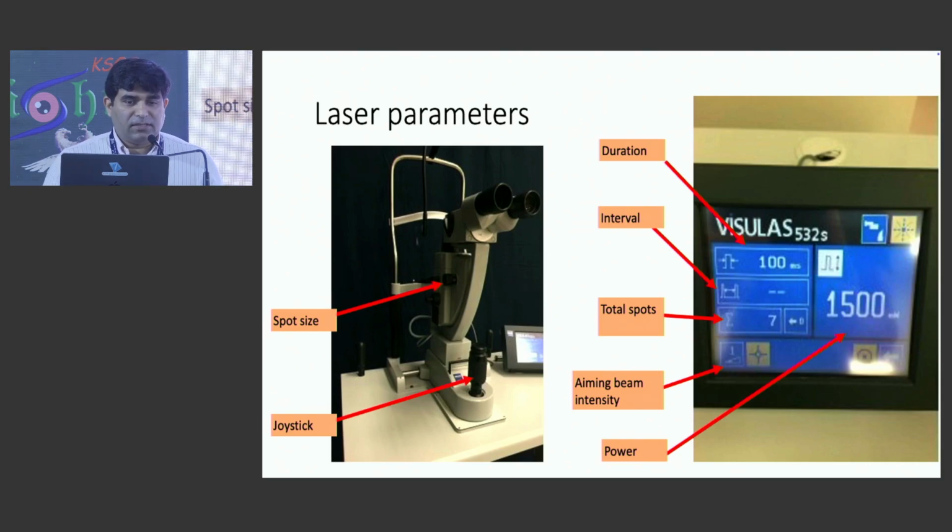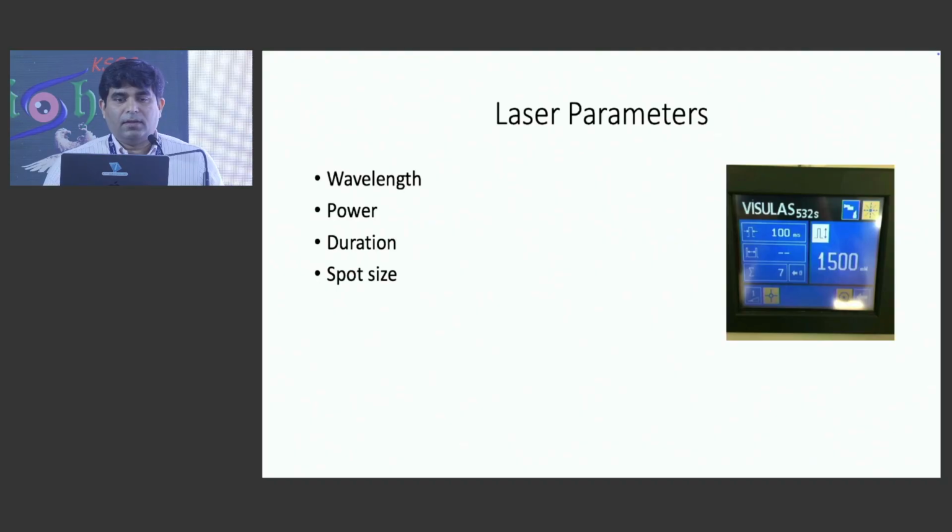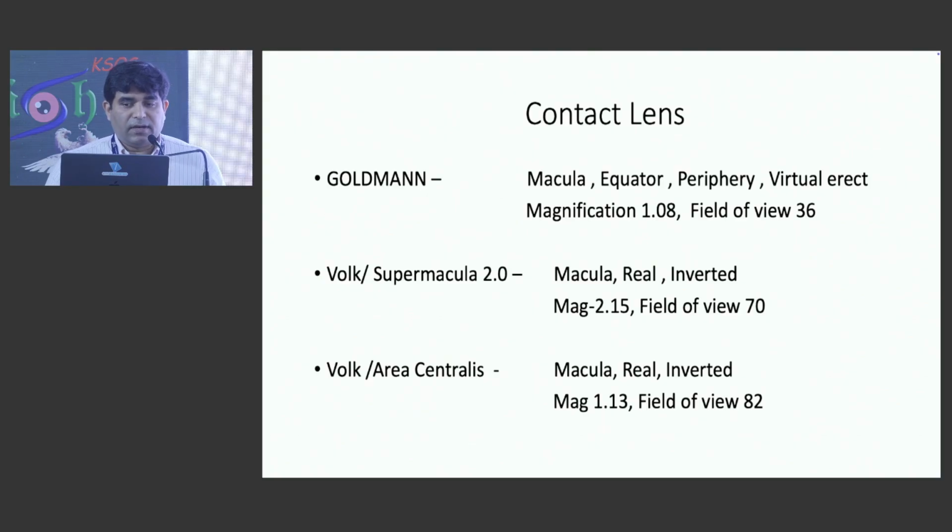This was already mentioned: the laser parameters, which include the duration, interval, spot size, power, etc. So the laser parameters we check are the wavelength, the power, duration, and the spot size. For slit lamp delivery of the laser, contact lenses are required. The most common is the Goldmann 3-mirror lens, which is a plano concave lens that gives a virtual erect image and less field of view. But the convex lenses give a real and inverted image. And macular lenses give high magnification but less field of view.